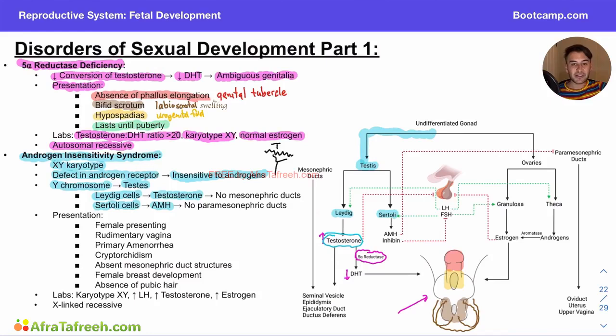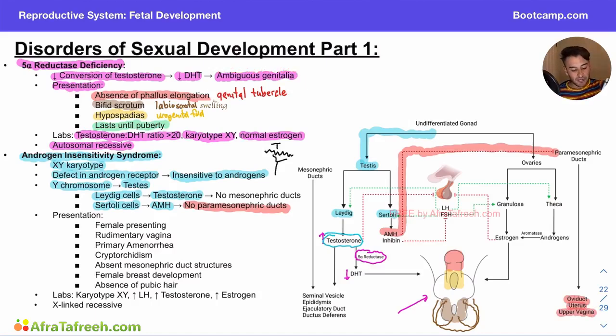So let's talk a little bit about what happens in these two situations. So since we have production of anti-Müllerian hormone, it's going to come over here and it's going to cause regression of our paramesonephric ducts. And because we have no paramesonephric ducts, we are not going to develop structures like an oviduct, a uterus, or an upper vagina. And that's going to be important a little bit later.